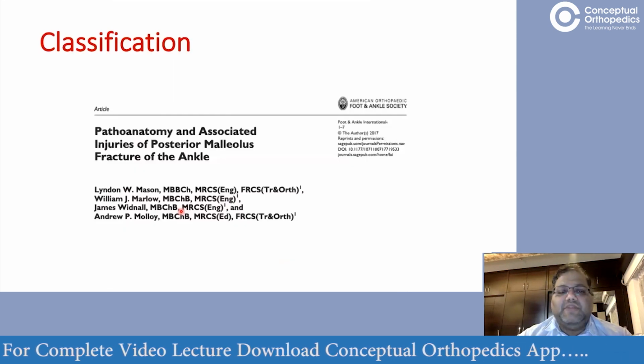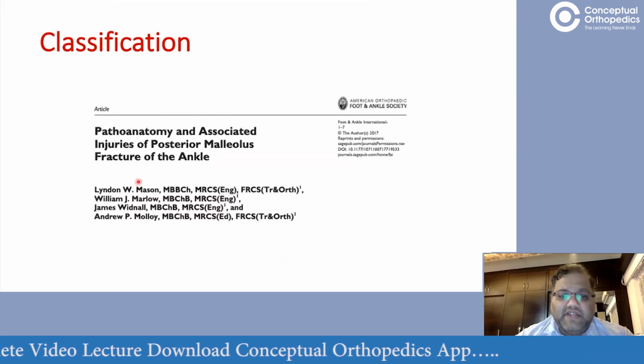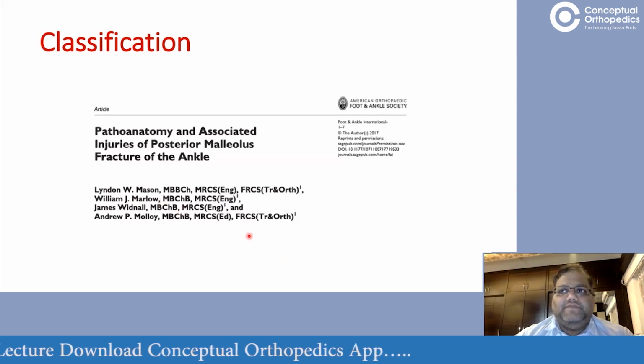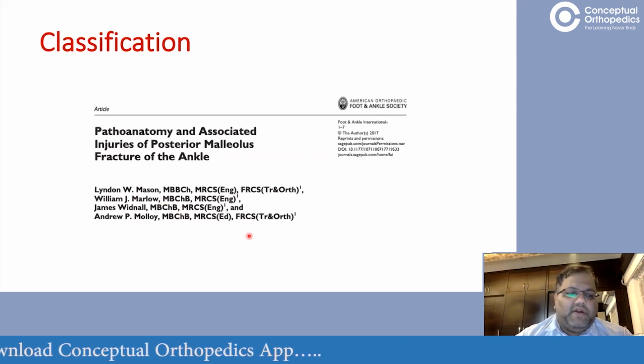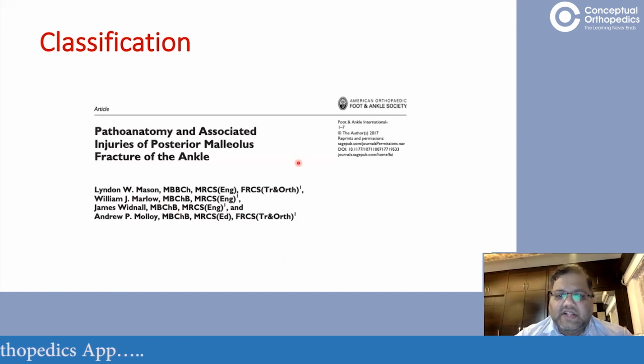Now, some books mention Mason's classification, which is this, and it was also asked about in a few papers, where it was augmented. But actually, this is nothing but the same reprint version of Bartonicek, where they slightly modified things. Okay, now this came out in 2017.